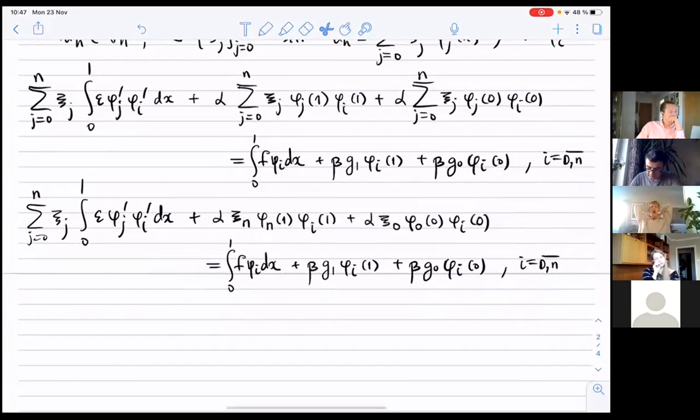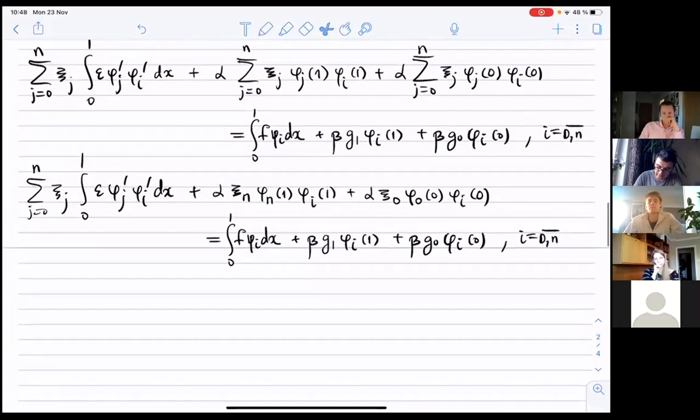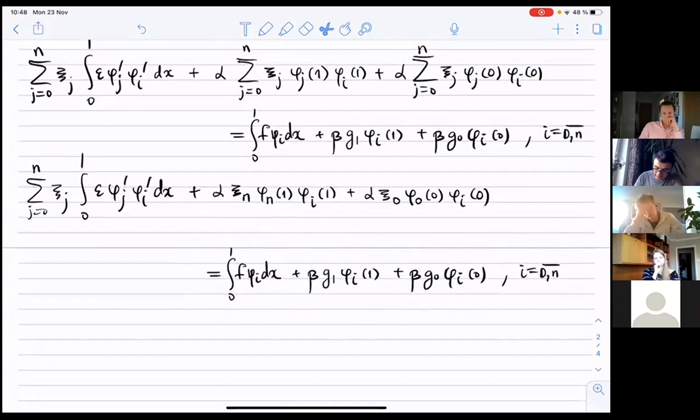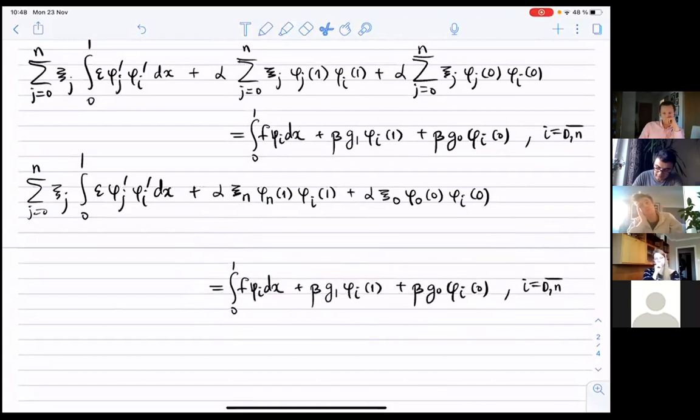Yeah, that's the right hand side. Okay, so we got a linear system. So I can write... let me move a little bit here. I just want to have some space for notation.